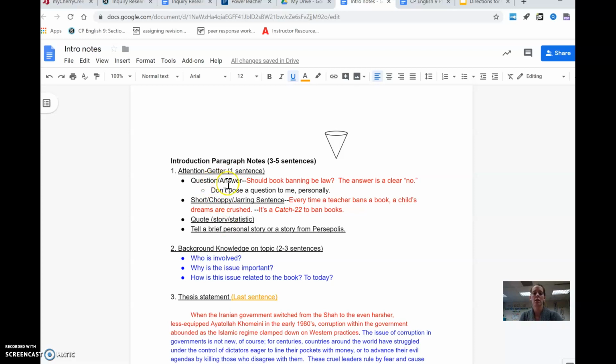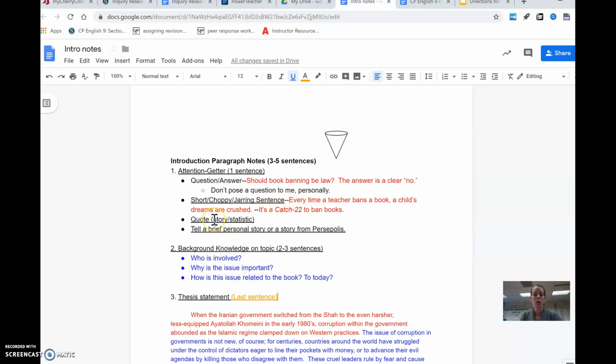You can ask a question and then answer it. So like, should book banning be law? The clear answer is no. That could be a way you start your essay. You could do a short, choppy, kind of jarring sentence, like, every time a teacher bans a book, a child's dreams are crushed. It's a catch-22 to ban books. That's another way to start your essay.